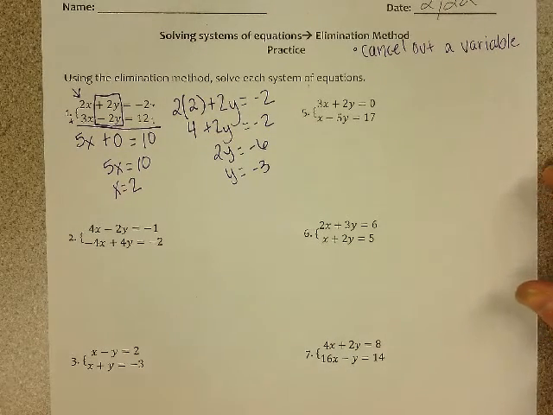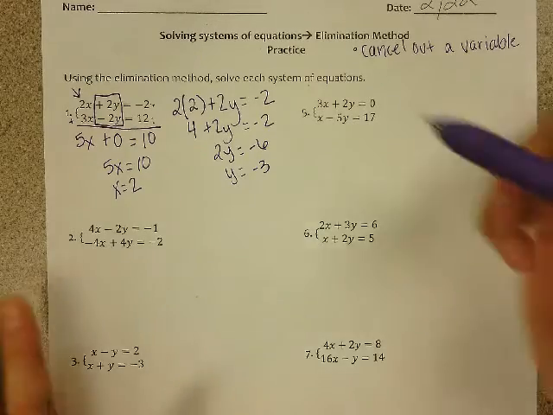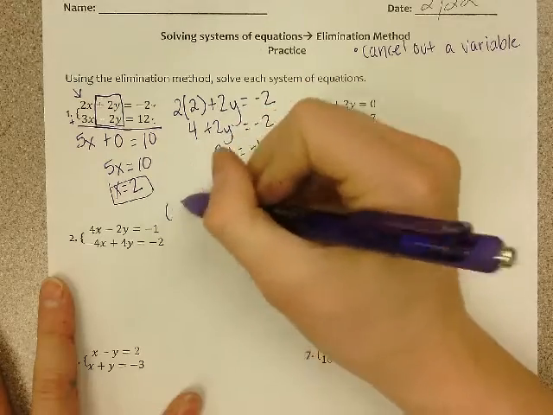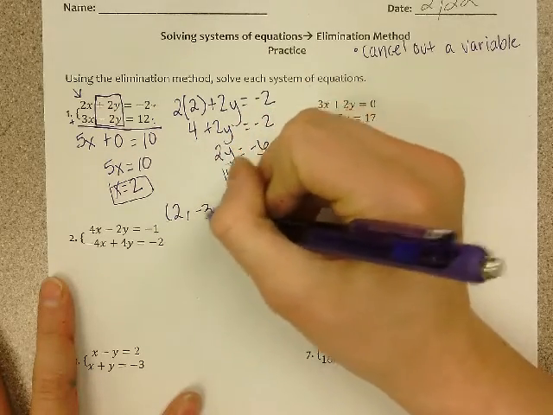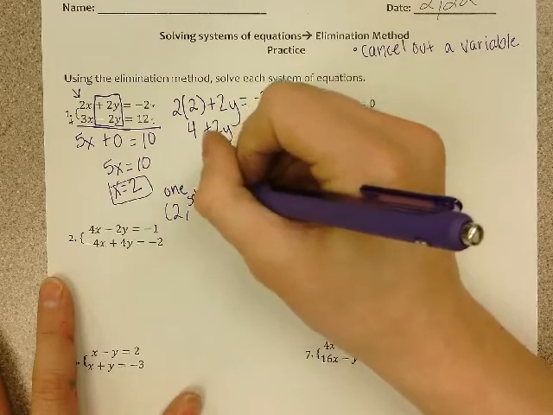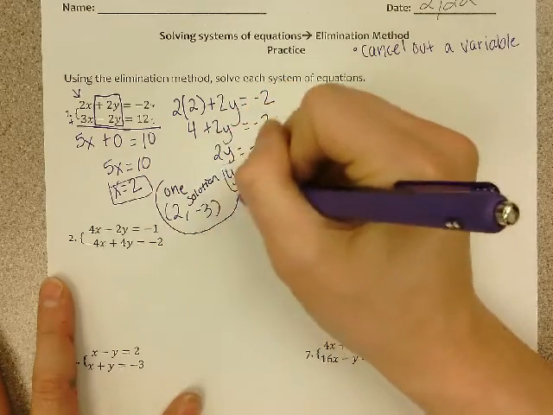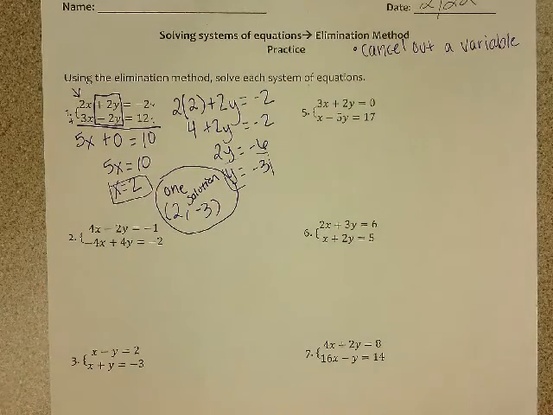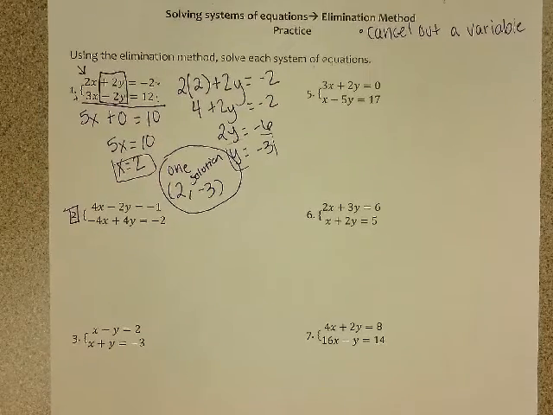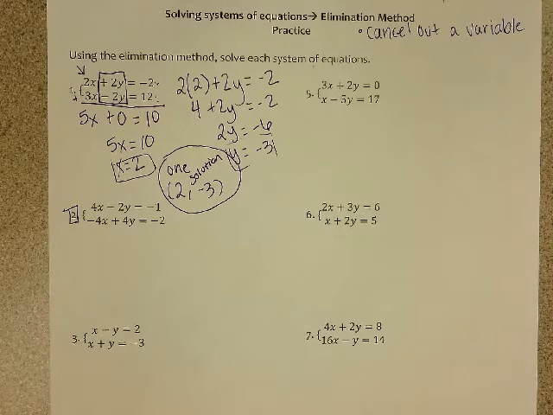So, do I have a solution, no solutions, or infinitely many? I have a solution, right? If you get x equals and y equals, then you have a solution. So my solution is 2, negative 3. One solution. All right, I want you to try number 2. Number 2 is like number 1, except you'll cancel out the x's instead of the y's. So try number 2.